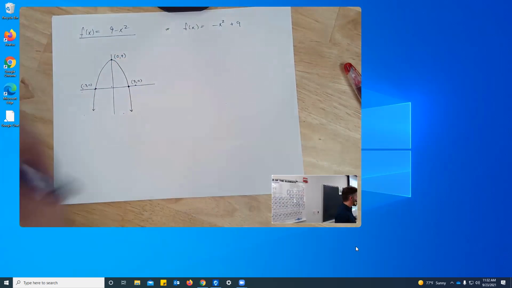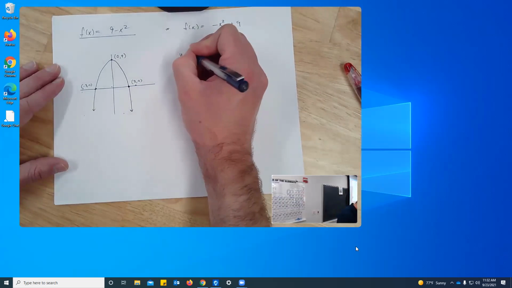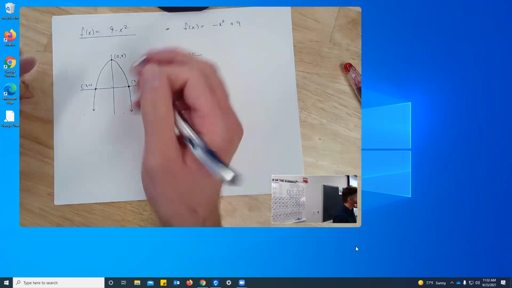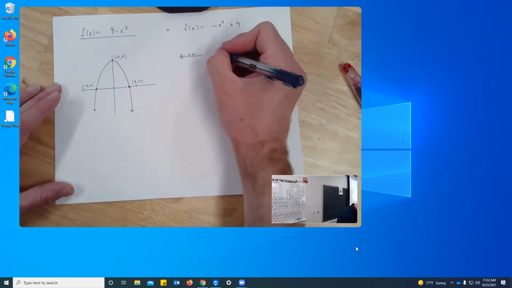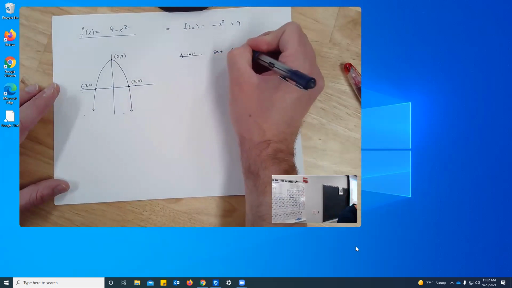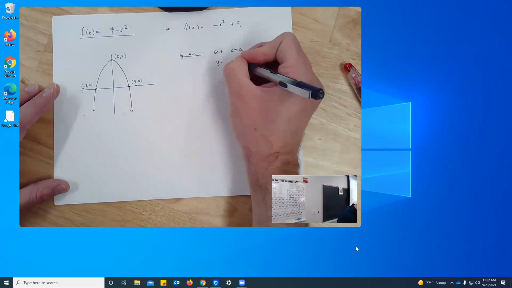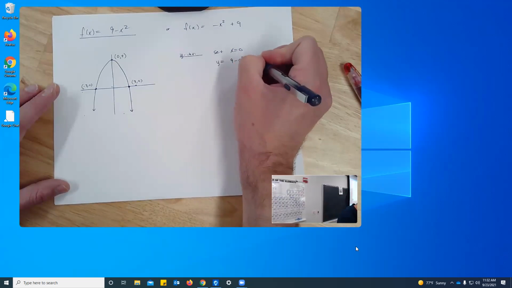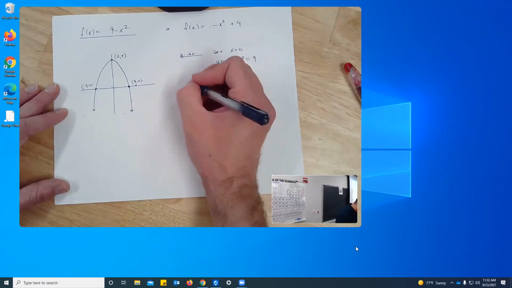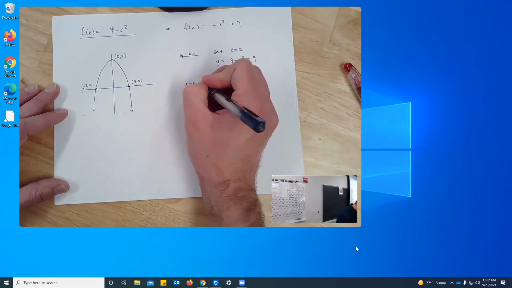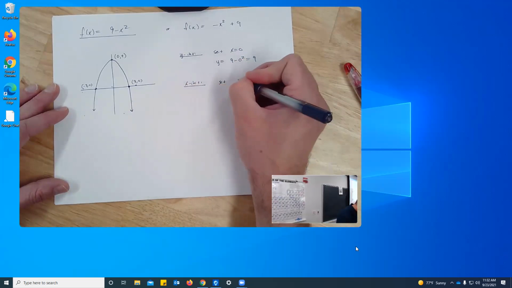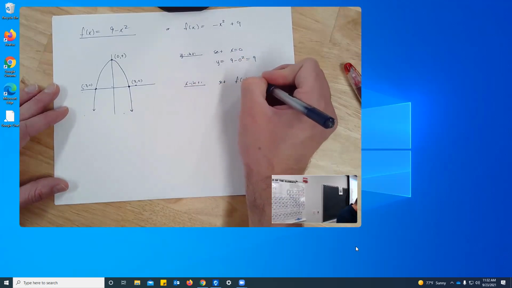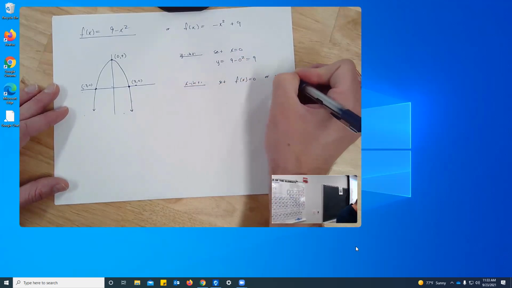And I could show the work of finding them. The way you would find the y-intercept, the way you always find the y-intercept for any sort of graph, is by setting x equal to 0. And we're going to get y equal to 9 minus 0 squared, which is 9. And then to find the x-intercepts, we're going to set the function equal to 0, or y equal to 0, whatever you want to say.